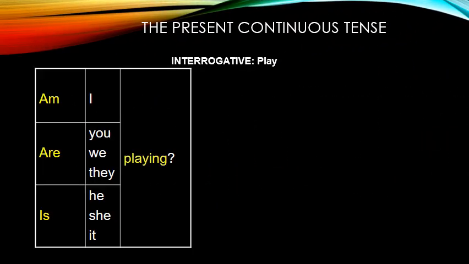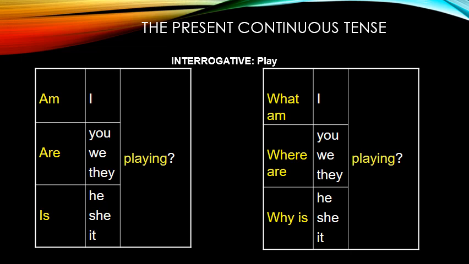Example: Am I playing? Are you playing? Are we playing? For sure, a question mark at the end. Are they playing? Is he playing? Is she playing? Is it playing? This way we mostly use it for yes/no questions, when the answer is only yes or no.